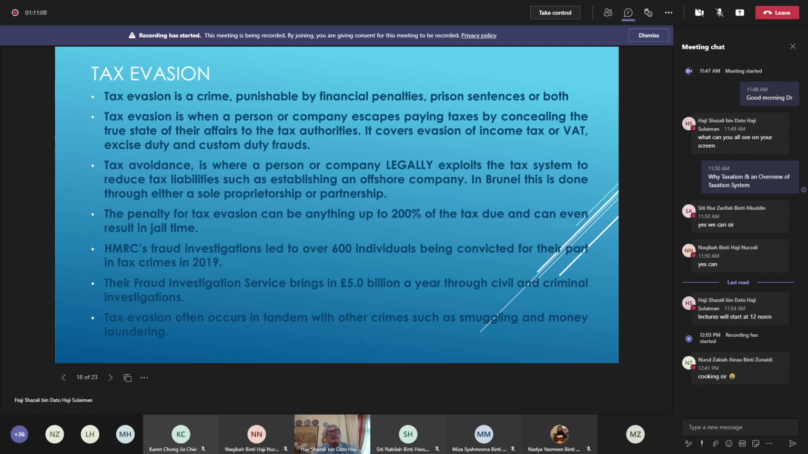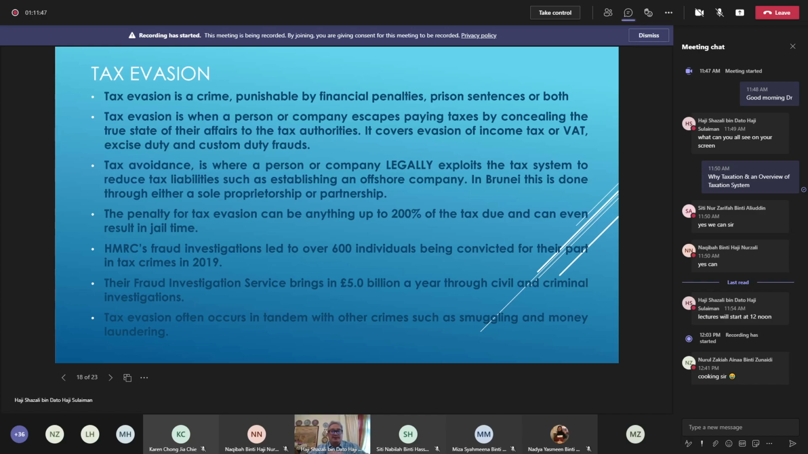Tax evasion is different from tax avoidance. Evasion is when you are purposely trying to evade paying tax. Tax evasion is a crime, punishable by financial penalties, imprisonment, or both. In Brunei, it's the same. If you are caught evading tax, you can be fined, heavy penalties imposed, and put in prison. So you can be fined, imprisoned, or both fined and imprisoned. That is how serious the crime is.